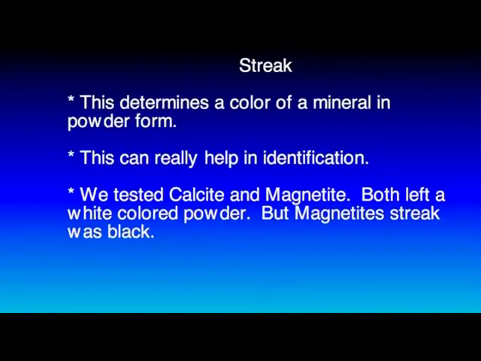Property test: streak. This determines the color of a mineral in powder form. We looked at calcite and magnesite. The magnesite streak was black. Calcite's was white. Of course, this can really help you identify a mineral.